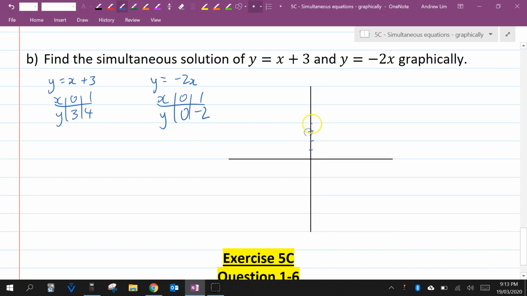One, two, three, four. One, that's pretty much all we need. And minus one, minus two. Okay, so 0, 3. Here, 1, 4. Up here. I'll try and be as accurate as I can with this. We have 0, 0 and 1, minus 2, which is down here.